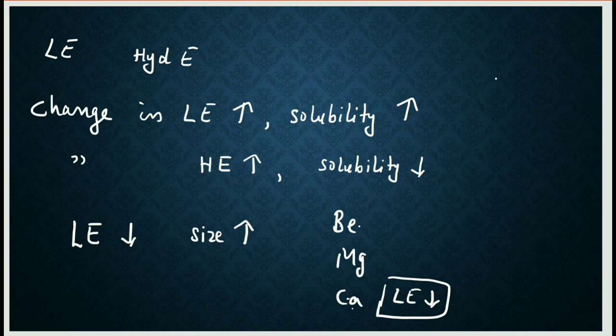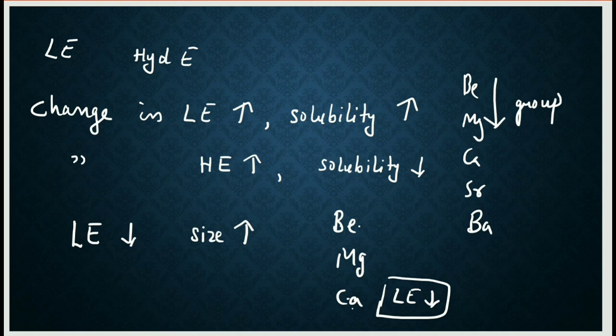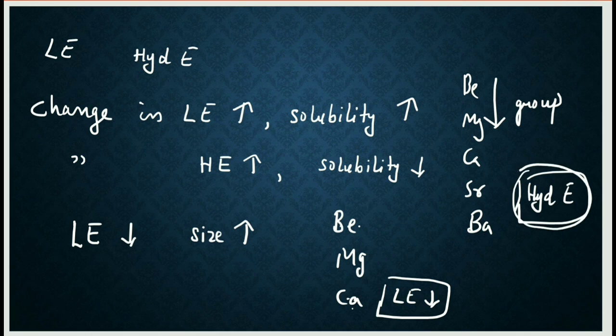For most compounds, on descending the group, the hydration energy decreases more rapidly than the lattice energy. So when you move down the group, from beryllium, magnesium, calcium, strontium and barium, the hydration energy change decreases. So the hydration energy change comes into the main role. So what happens? The solubility decreases. So for beryllium, magnesium, calcium, strontium, barium, the barium compound is insoluble.